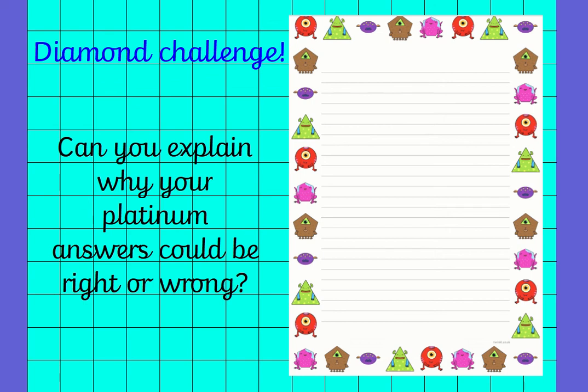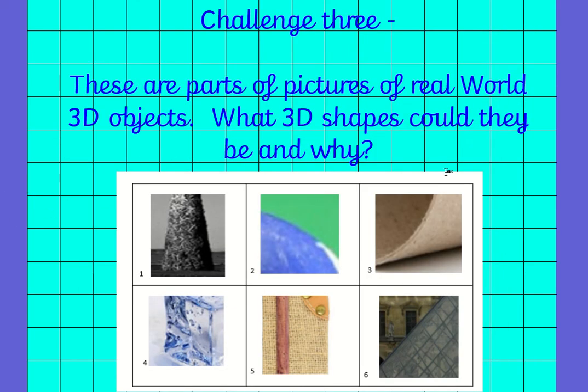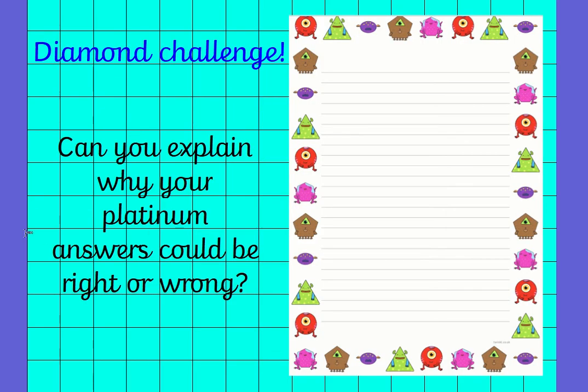If you whiz through that, which I'm sure some of you will, your little diamond challenge is, can you explain to me why some of your answers could be right and some of your answers could be wrong? So why might some of your answers be right and some of them be wrong with our platinum challenge here? Can you explain it to me?